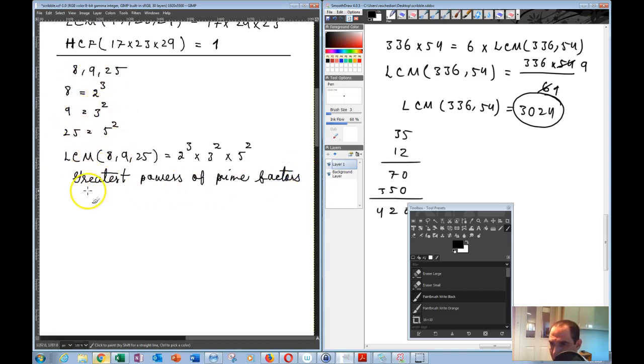Okay. The HCF of these three numbers, 8, 9, and 25, you need to go for the common factors. So here you have 3 factors of 2, 2 factors of 3, 2 factors of 5. So you have nothing common except for 1. So that means that the HCF of the three numbers is 1, and that's a case where two or more numbers have no common factors at all. So that's the smallest powers of common factors.